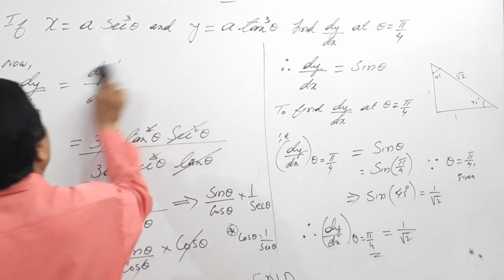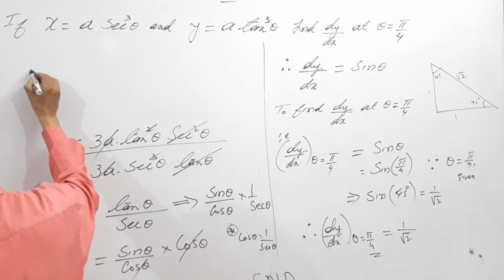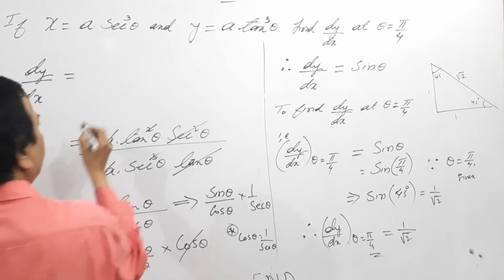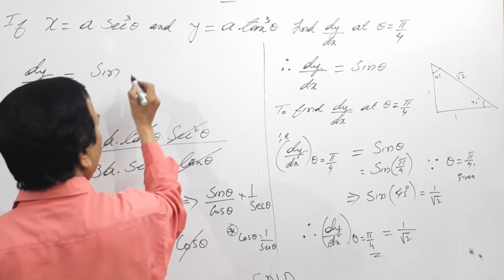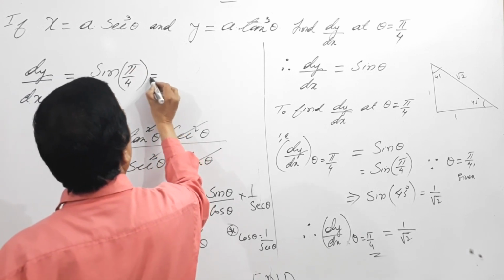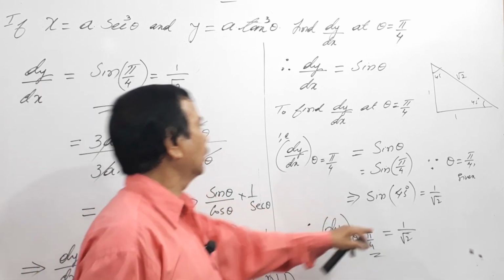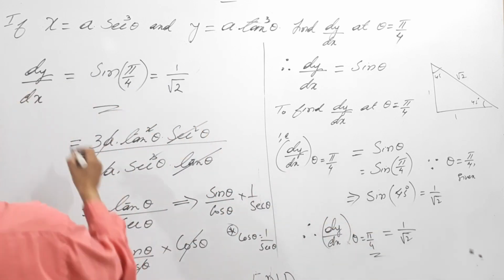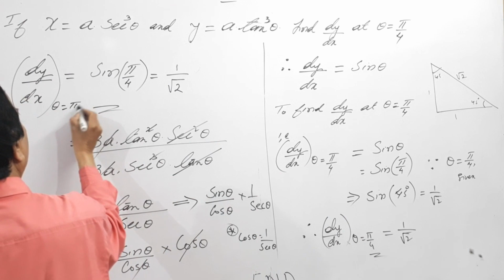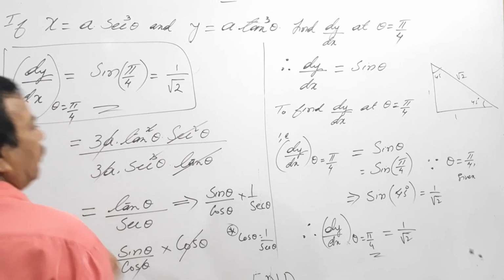So this, you can also write that dy by dx equals sin of pi by 4 equals 1 by root 2. Either you can write like this or you can write like this. Everything is the same. Even if you want, you can write theta equals pi by 4. So this is the required answer.